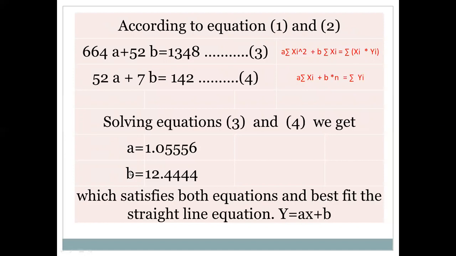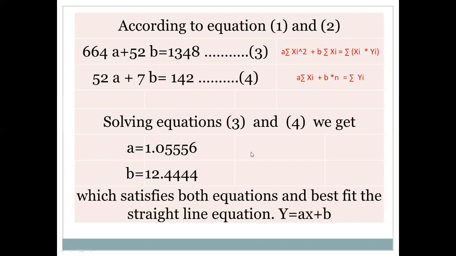values of a and b by solving, or by eliminating one by one, the values of a and b. So after solving these two equations, we get a equal to 1.05556 and b equal to 12.4444.